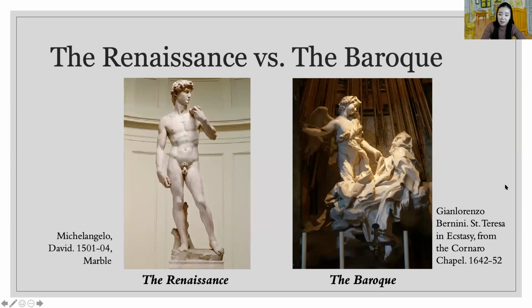Now let's look at sculptures. So the left one is Michelangelo's David statue in the Renaissance era. And the right one is Gian Lorenzo Bernini's Saint Teresa in the Baroque era. So of course, these two sculptures are amazingly beautiful and reach the highest technique in fine art. But the first feeling for these two sculptures are totally different. Can you find the differences between these two sculptures?